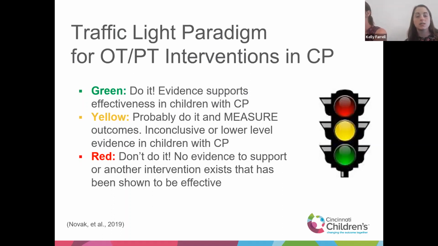So the green light is do it. Evidence supports this effectiveness in children with CP. Yellow would be probably do it, but let's really measure the outcomes to make sure it's beneficial since there's inconclusive or lower level evidence in children with CP. And then red is do not do it because there's either no evidence to support or another intervention exists that has shown to be more effective.